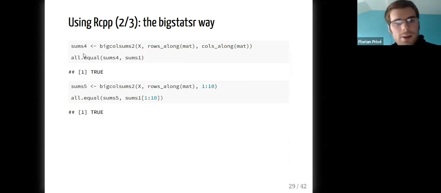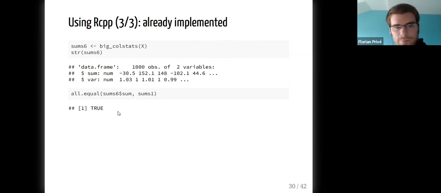Okay, so here I run this function with just giving you the 1 to the number of rows, and then 1 to the number of columns. Then I can do it for the first 10 columns, and I get the same results. And there are also functions for that, so it's already implemented in bigstat that will give you a data frame. So for all the columns, you have the sum, so the colsums and the colvar.